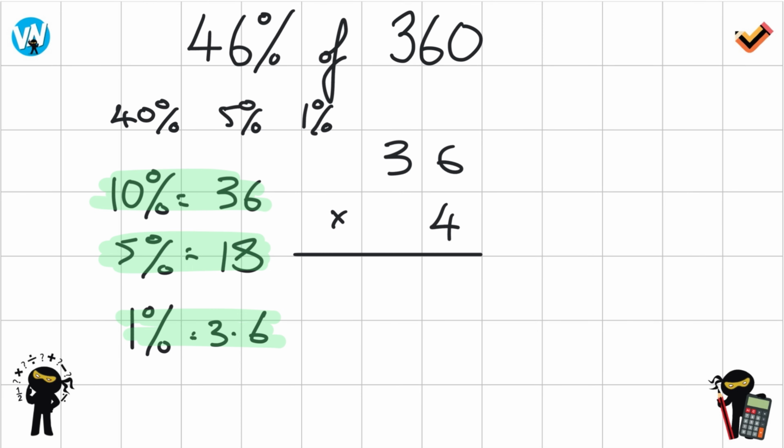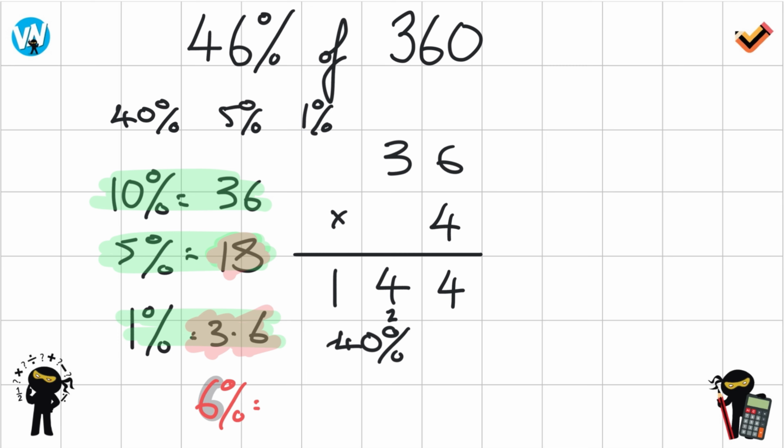So 36 times 4. 6 times 4 is 24. Carry the 2. 4 times 3 is 12. Add the 2 is 14. So I've got 144. So that's my 40%. I now need to find 6%. So I'm going to do 18, add 3.6. That's very easy. 18 add 3 in my head is 21. Add 0.6 is 21.6. So I know that 6%, make a note of it, is equal to 21.6.